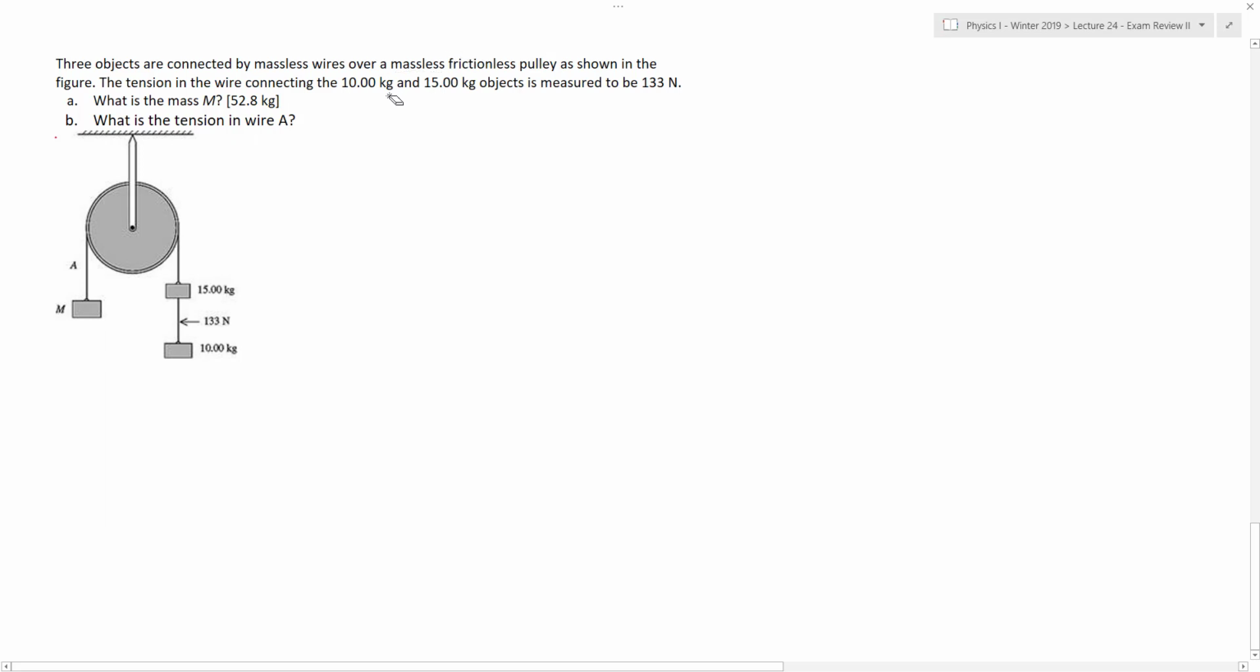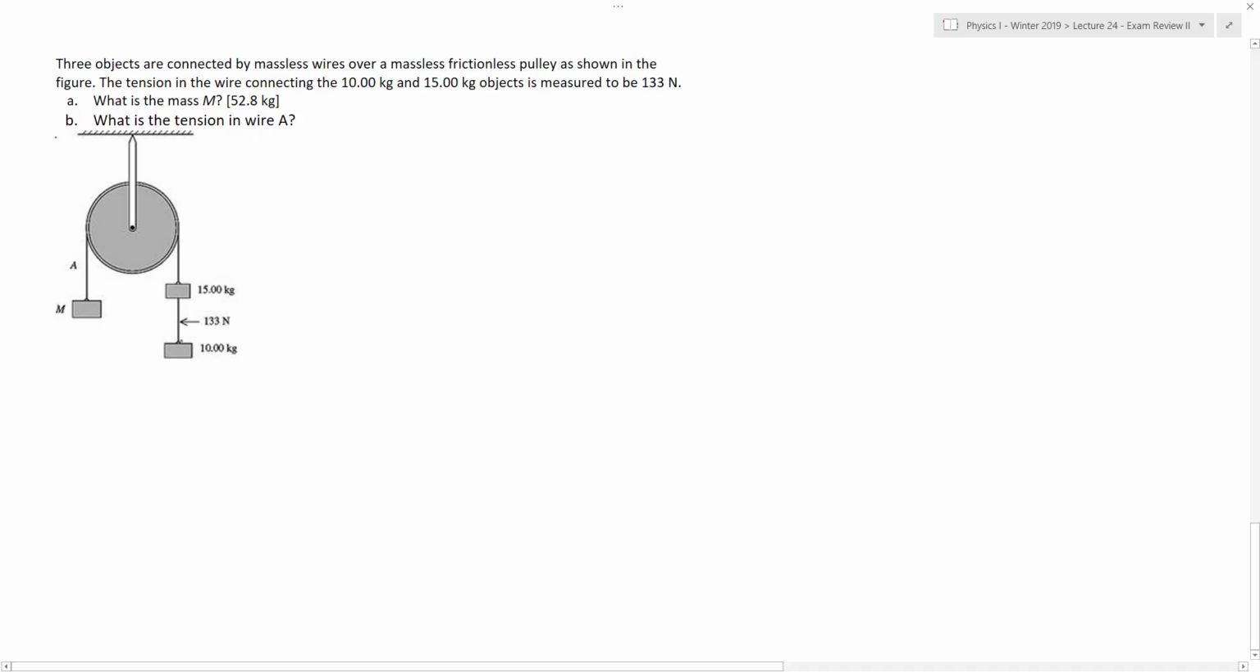If the pulley did have a mass, then we would have to find the moment of inertia of the pulley and then use Newton's second law for rotation, net torque equals I times alpha, to figure out this problem. But this question says the pulley is massless, so we don't need to do that. All right, so let's begin. First, we're going to try to find mass M.